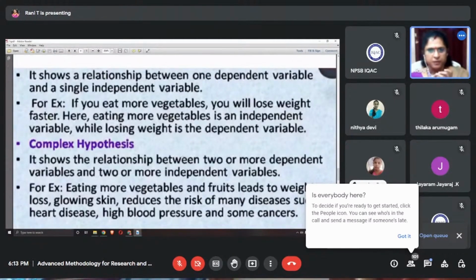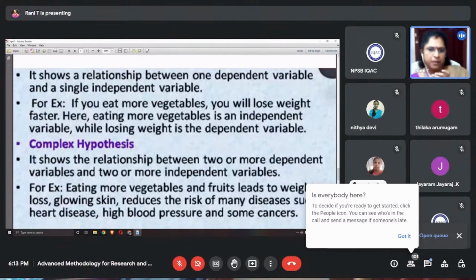When we talk about simple, what is the meaning of simple? There will be one dependent variable and one single independent variable. Both will be one. For example, if you eat more vegetables, you will lose weight. Here, vegetables is the independent variable, and losing weight is the dependent variable. It is very clear, because independent in the sense that you can take whatever you feel as a vegetable. That is what we call independent. And what is the result? The dependent variable is losing weight. So this is the first one, the simple hypothesis.